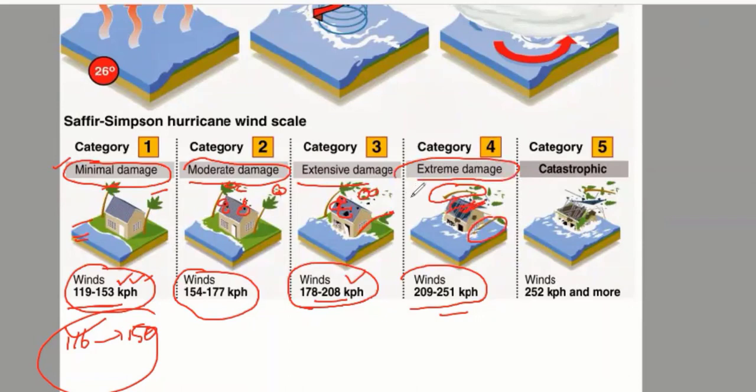And after that, the last category, if the speed becomes 252 kilometers per hour and above, that is known as the catastrophic category. And you can see everything, the houses and the plants and everything is going out.